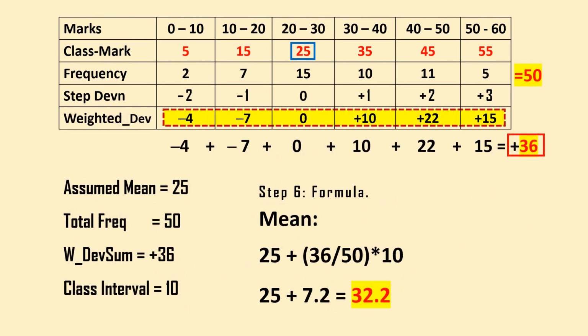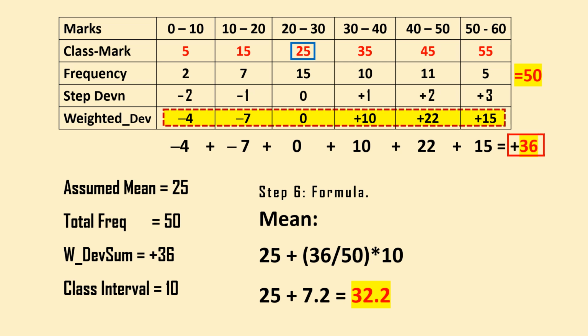Almost finished. All we have to do is put them in the formula. What are the things we have got? We took the assumed mean as 25. Write down that. Total frequency, when we added the frequency, we got 50. Write that. Weighted deviation sum, that is the product of frequency and step deviation. When you add it, it could be positive or it could be negative. In this case, it was +36. And the class interval 0 to 10, 10 to 20, 20 to 30, the class interval is 10. So write down all the values.